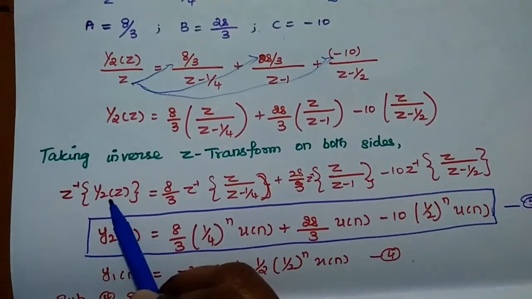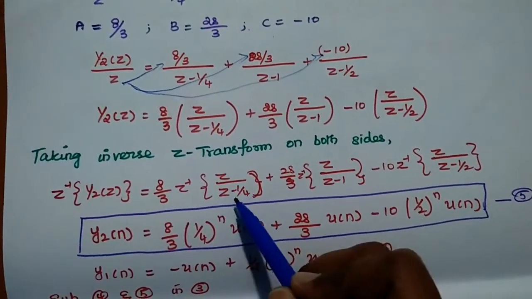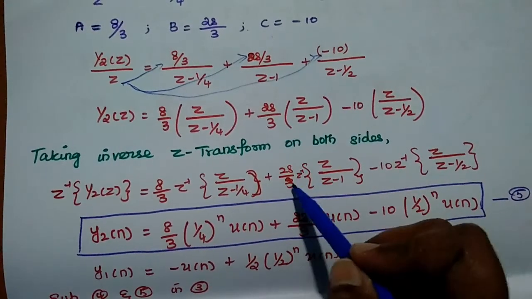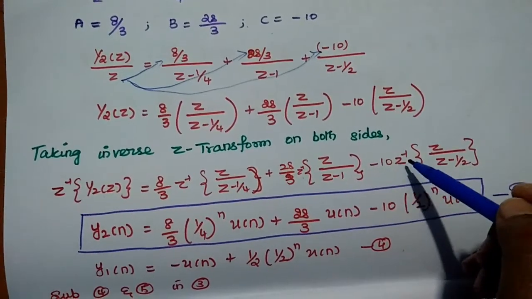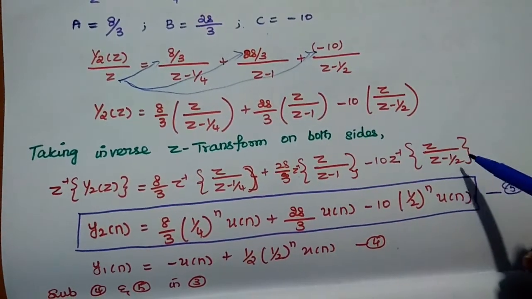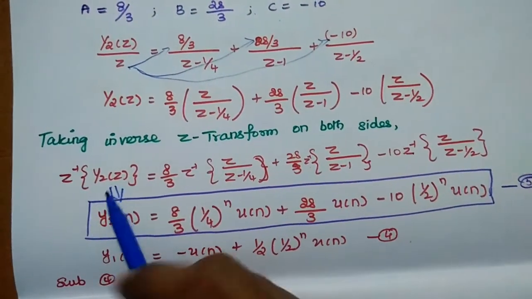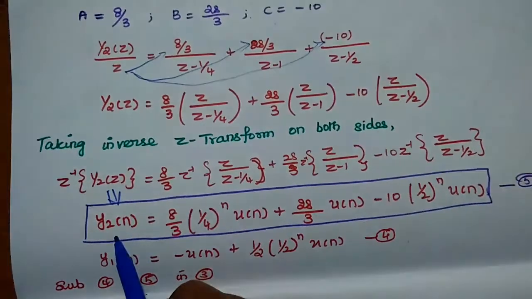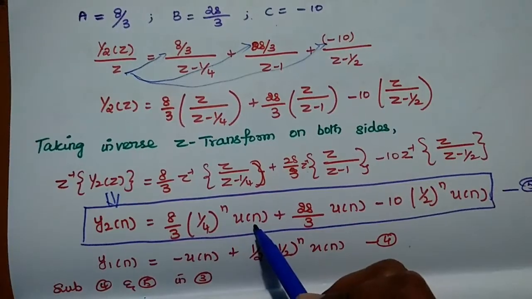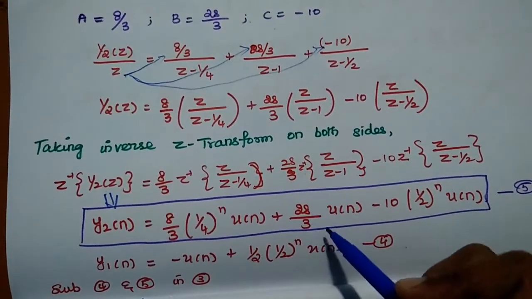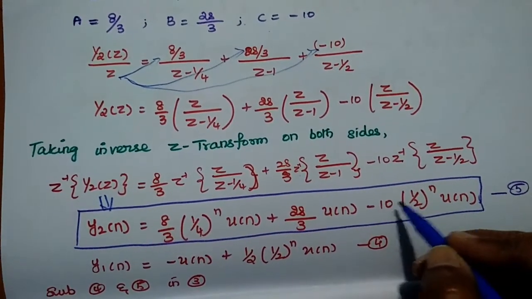So inverse z transform of y2 of z is equal to 8 by 3 inverse z transform of z by z minus 1 by 4, plus 28 by 3 inverse z transform of z by z minus 1, minus 10 inverse z transform of z by z minus 1 by 2. So we can get this as y2 of n. Inverse z transform of y2 of z is y2 of n. Here it is 8 by 3, 1 by 4 the whole power n u of n, plus 28 by 3, z divided by z minus 1 is what? U of n, minus 10.